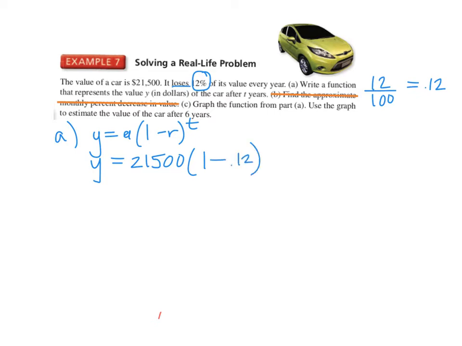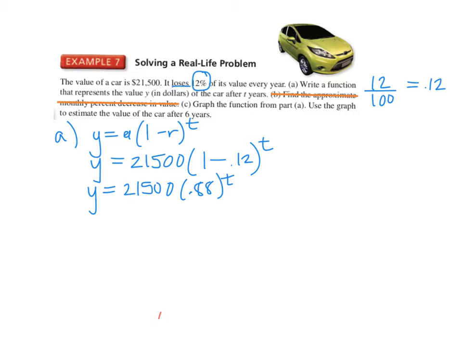0.12 to the t. And then I would go one step further and I'd actually simplify that out, and I would go ahead and do the math in my parentheses, and I would get 1 minus 0.12, and that would give me 0.88 to the t power. All right, so that would be my answer for the first part.